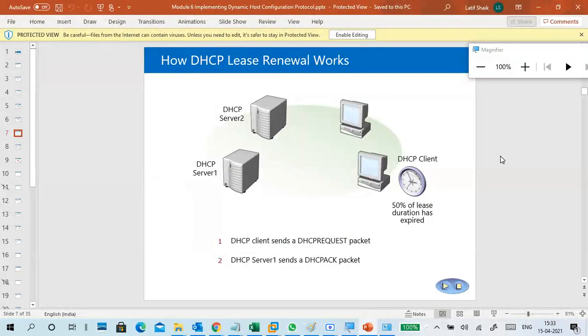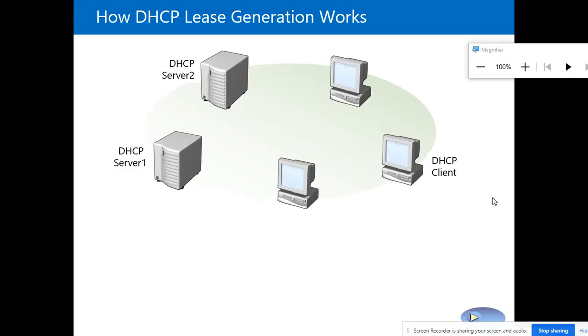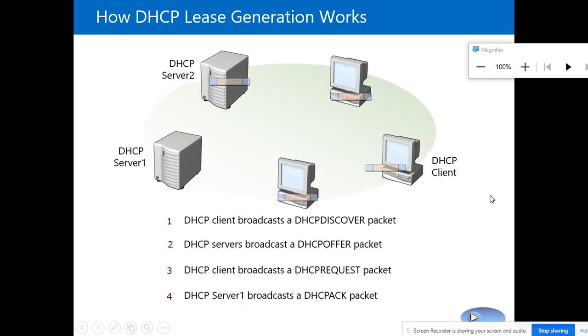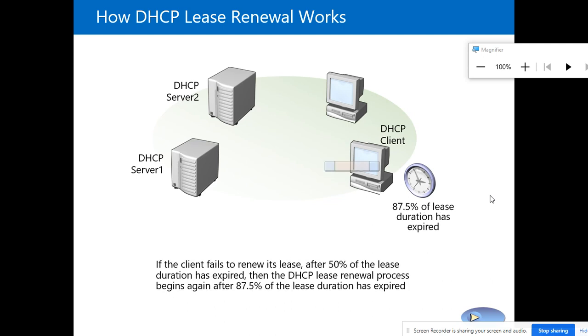So guys, I will show you a slideshow. So just try to see this, we have done this already. Discover, offer, request, acknowledgement. This is at 50% of lease duration time. The client sends a request packet to the server. The server sends an acknowledgement. Now the extension has happened. If you fail to renew at 50% of lease duration, the next renew process will start at 87.5% of lease duration. Okay.